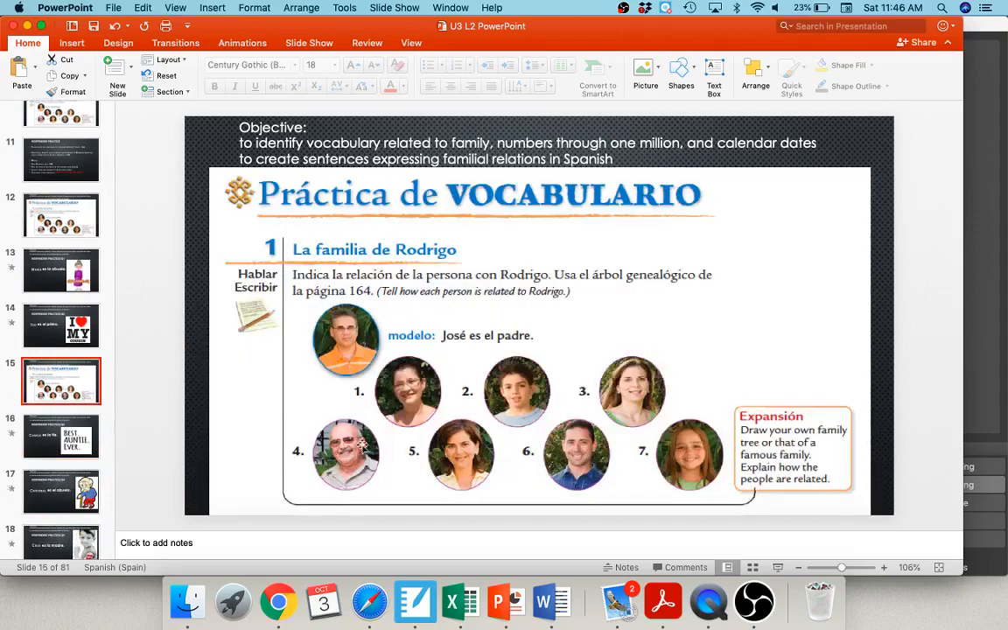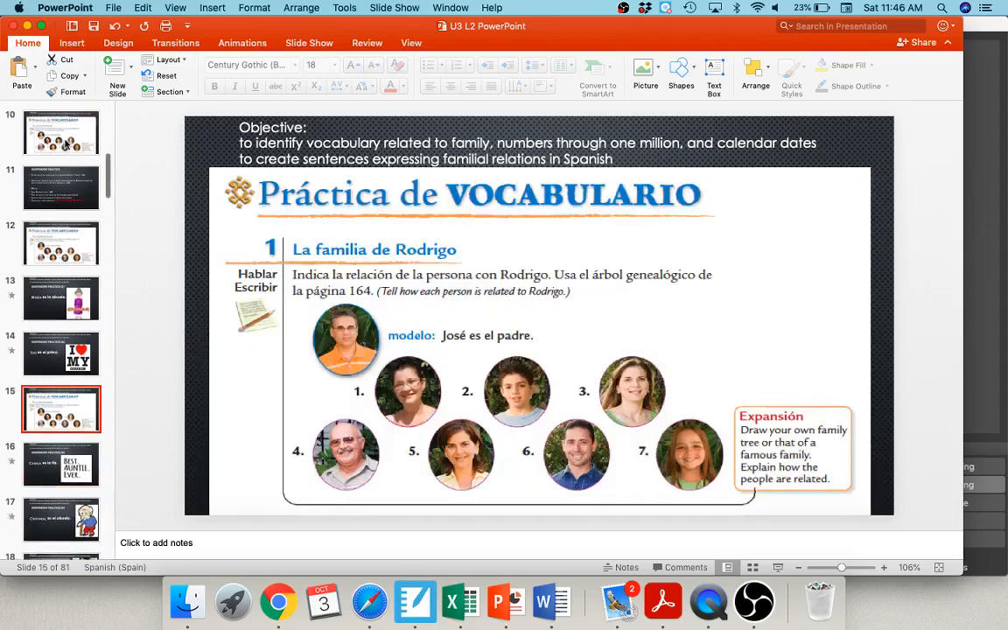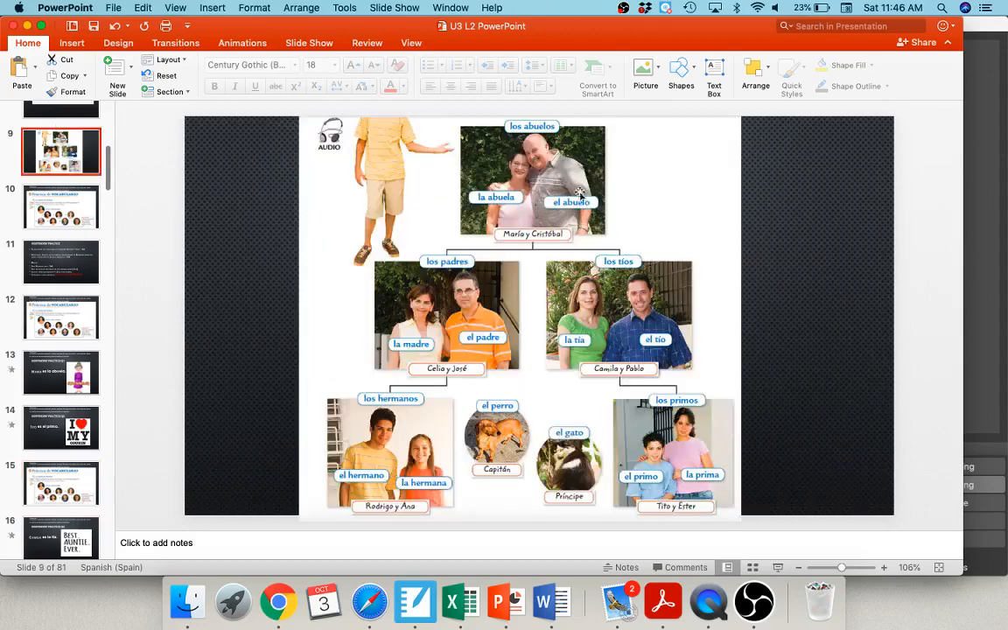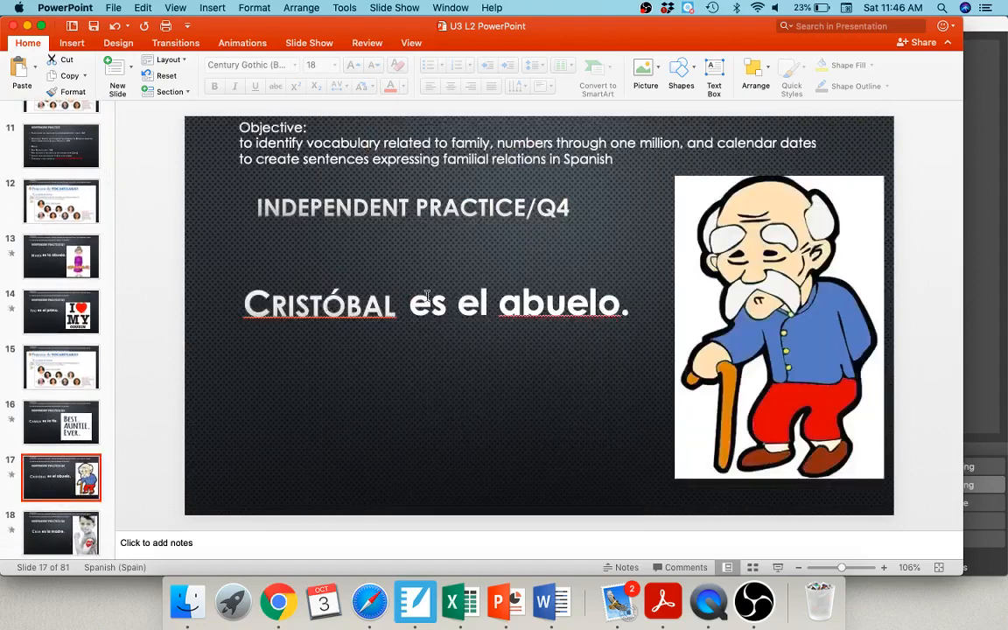In number 4, we see this old man. Go back and find him in the picture here. He's up here at the top. His name is Cristobal, Christopher, Cristobal. It says he's el abuelo, the grandfather. So in relation to Rodrigo, we're going to say Cristobal is the grandpa. So our sentence, Cristobal es el abuelo.